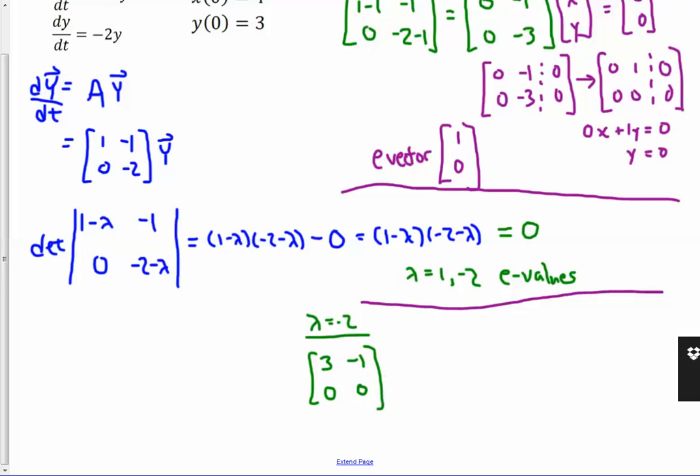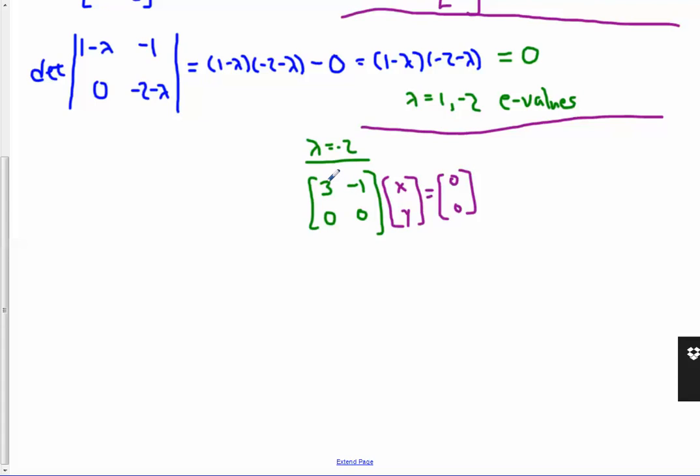And again, I'm looking for a vector in the kernel. I'm looking for a vector that this matrix kills off when I multiply it and gives me 0, 0. I showed you the RREF just to remind you that you can do it that way, but I think a lot of times the easier way is to just think about it. I just need 3x minus y to be 0. The other line doesn't tell me anything because 0x plus 0y will always give me the other 0. So I just need 3x minus y to equal 0. I need 3x to equal y.